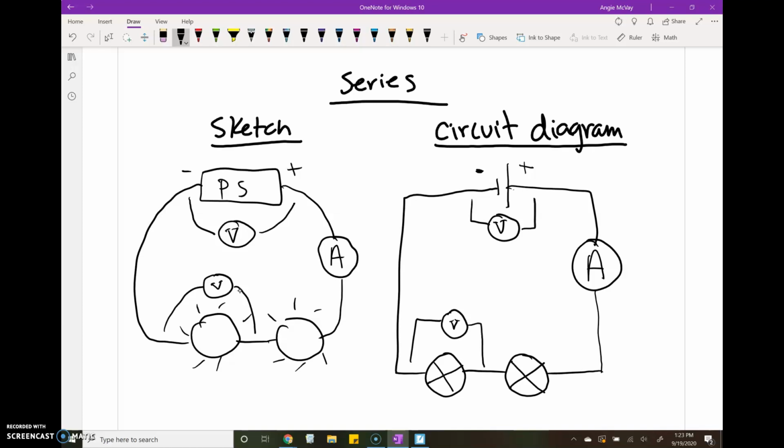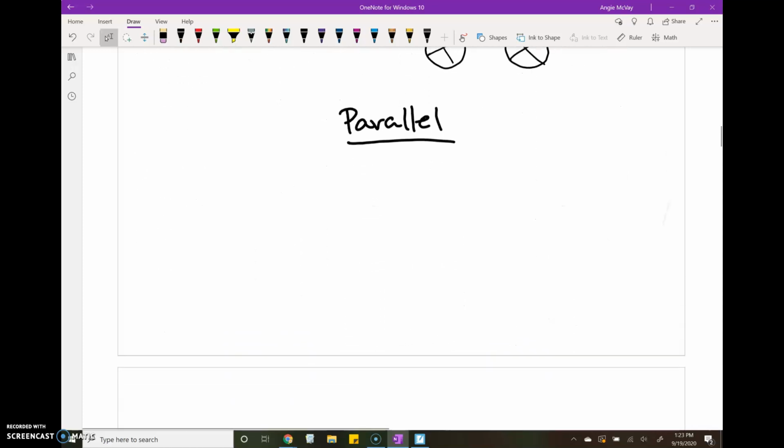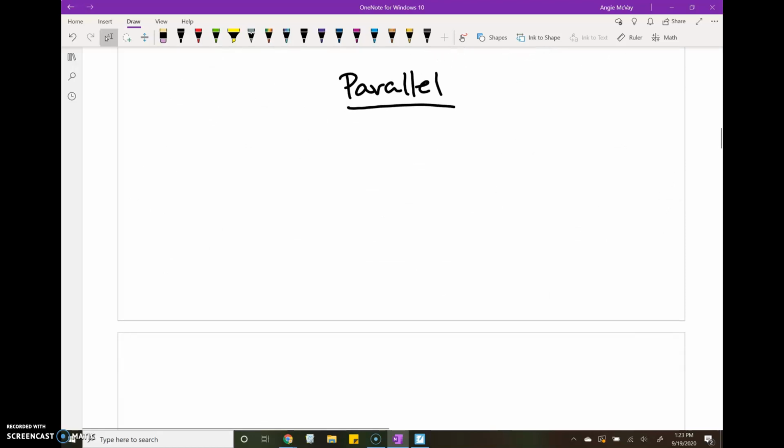Okay, and that is not touching. Okay, so we've got our circuit diagram and our sketch for our 2 light bulb series circuit. All right, so it's your job to make those sketches in your light bulb lab document, to make those circuit diagrams for each of your 3 sketches or screenshots for series and parallel circuits. All right, let's look at parallel.